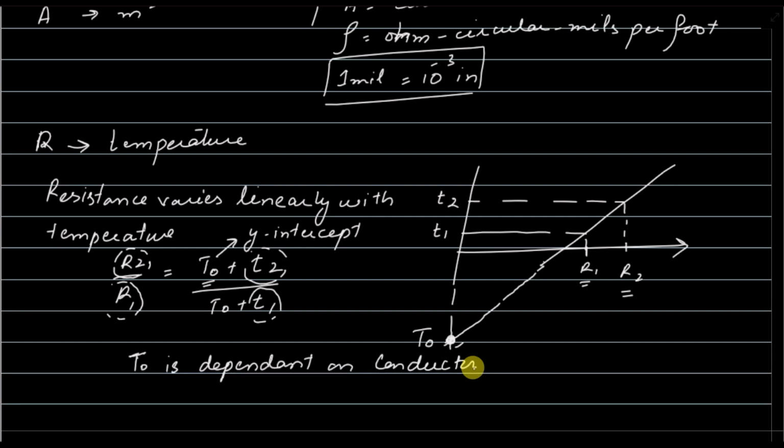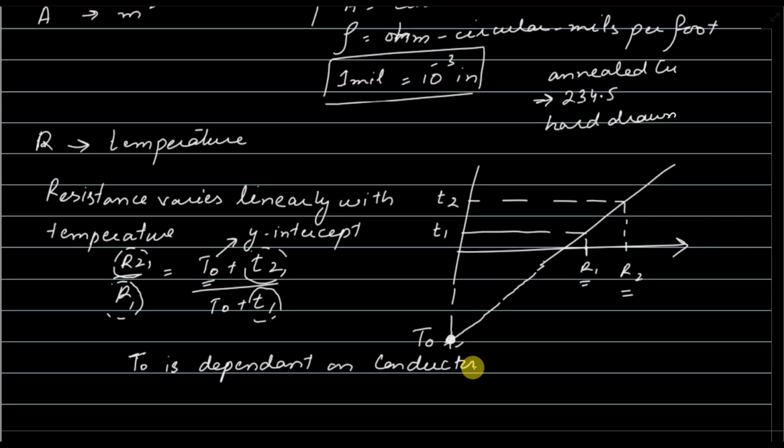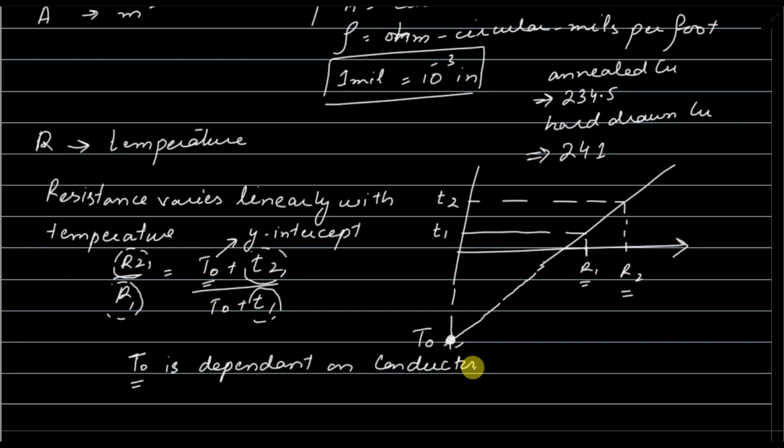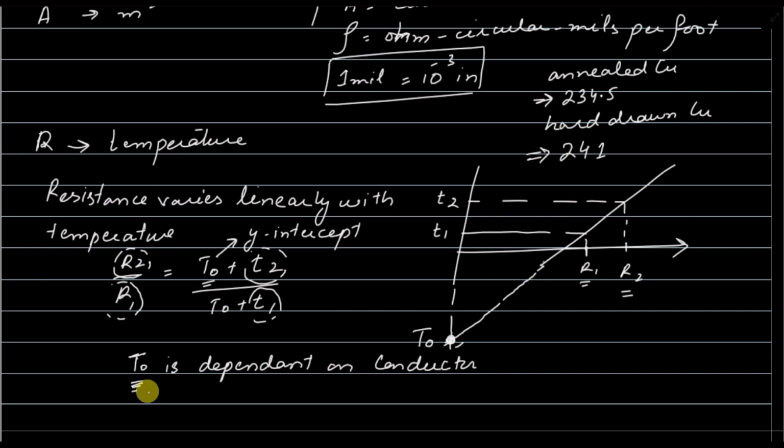For example, the T0 value for annealed copper is 234.5, and for hard drawn copper the T0 value is 241. So this T0, which is the y-intercept of this linear graph, depends on the type of conductor and varies with each conductor. So this is today's lecture on conductance and resistance, which are the two electrical parameters that are used for the modeling of transmission line. Thank you.